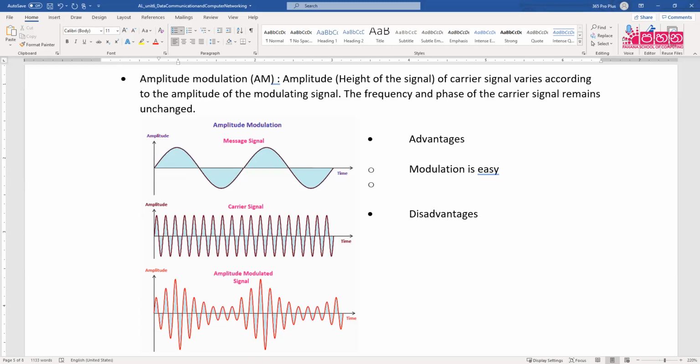Once you do this, this is what will happen at the sending point: before you send, you combine these signals together. At the receiving point, you have to demodulate so that you get the original signal. Demodulation is the reverse of modulation. Modulation can be done using a simple circuit.